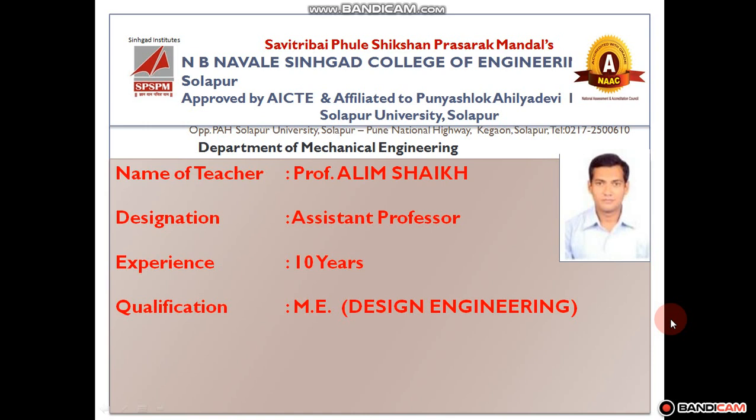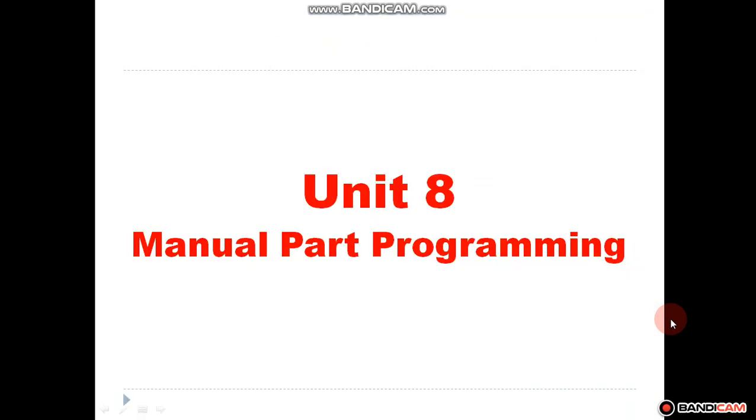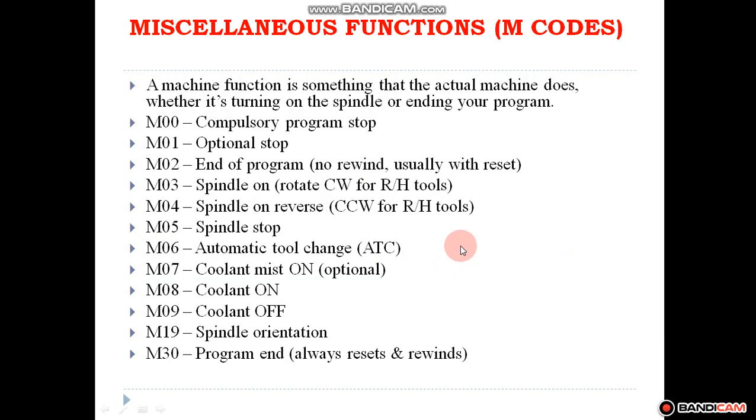In this session, we are going to cover the remaining part of the manual part programming. In the previous session, we completed the principles of NC machines, the word address format, and the preparatory functions, that are the G codes. Now we will see the miscellaneous functions, that are the M codes.